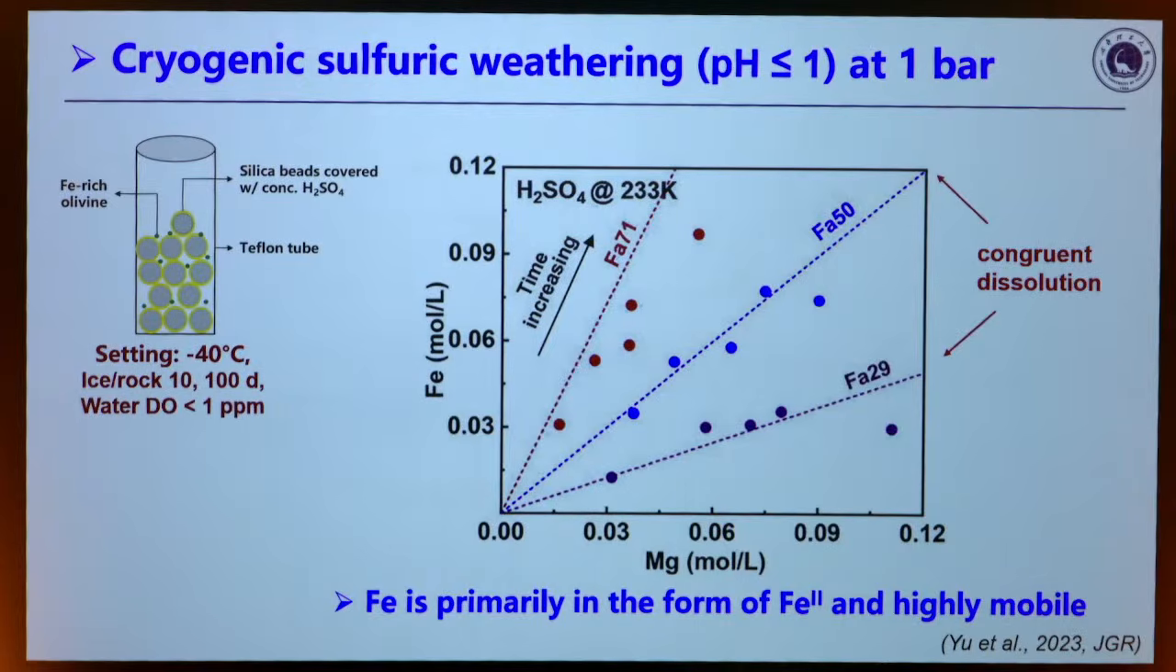One thing is out of our expectation. We usually think magnesium and iron will release stoichiometrically. But we can see that for the iron-rich olivine, Fa71, the iron ratio is actually lower than we expected. So the iron leaching is kind of hindered even under very acidic conditions.